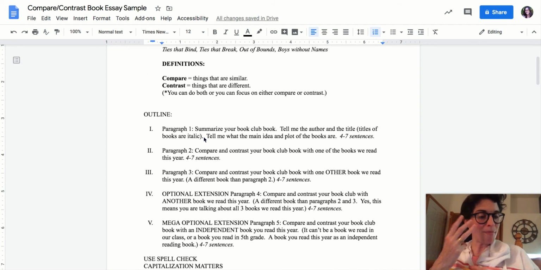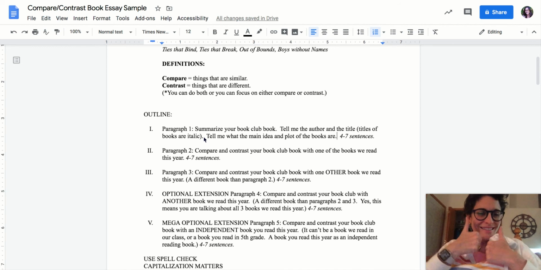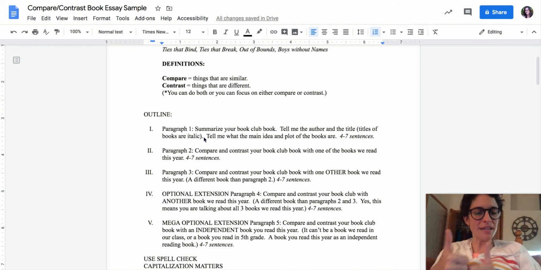That would earn you a meeting. If you wrote 3 great paragraphs, you would be meeting my expectations. Awesome. You're doing good in 6th grade.